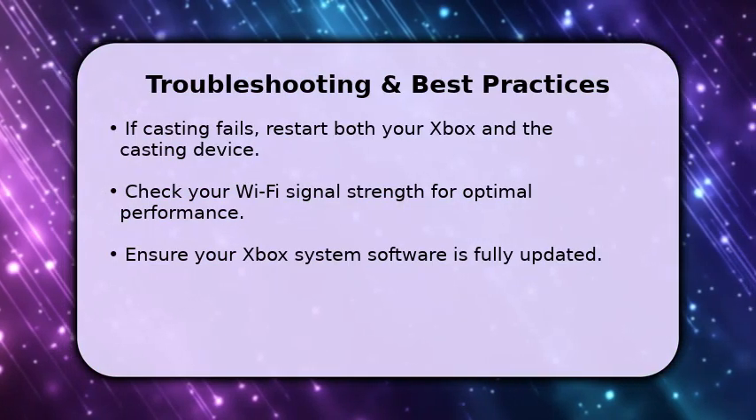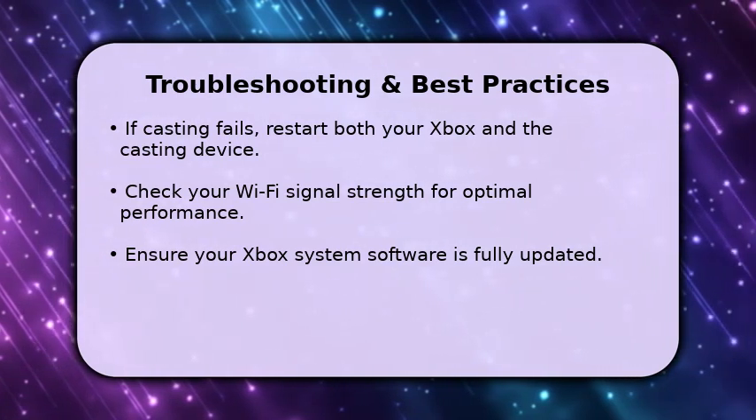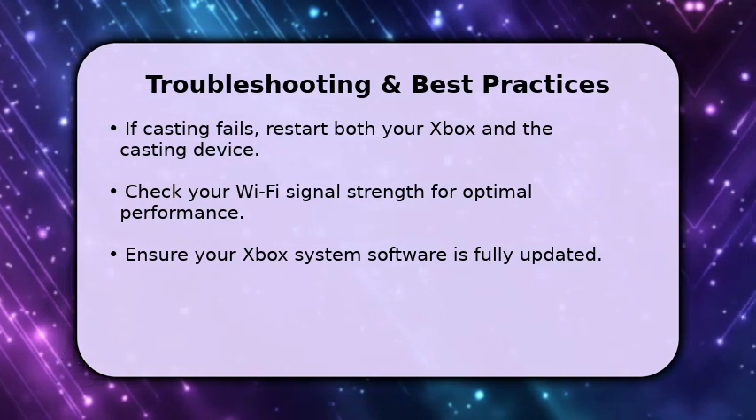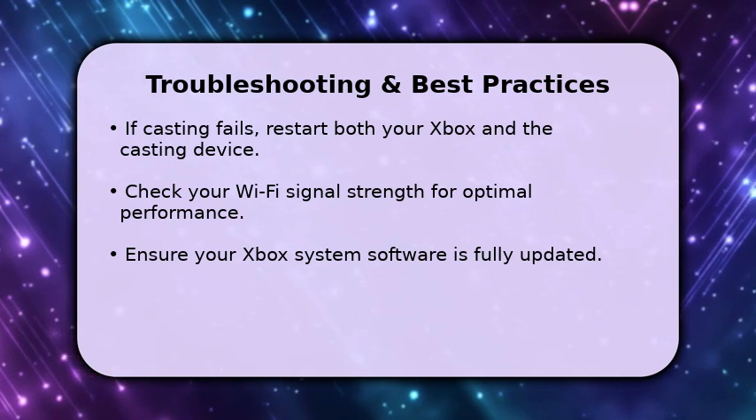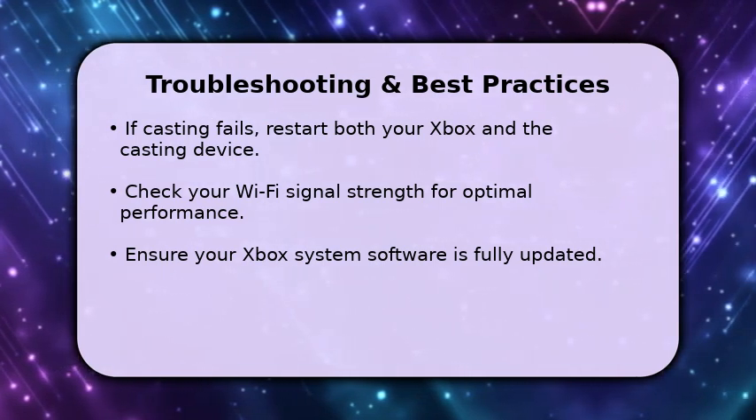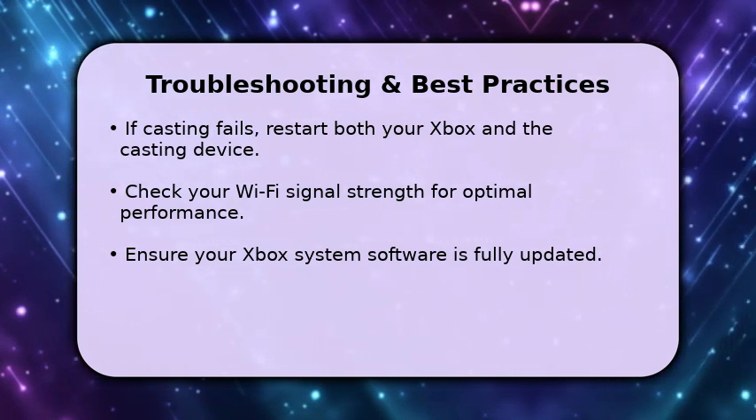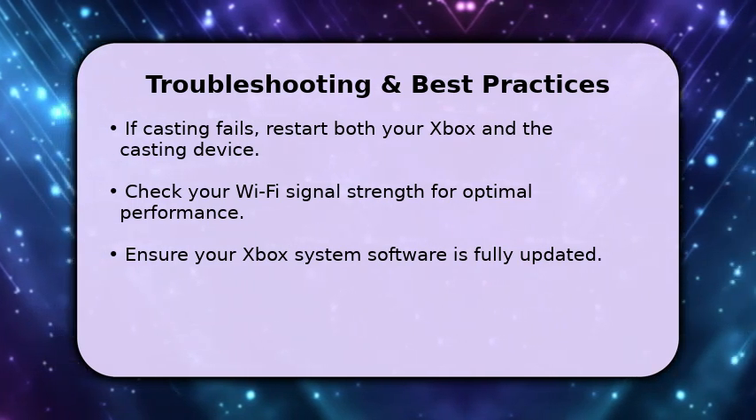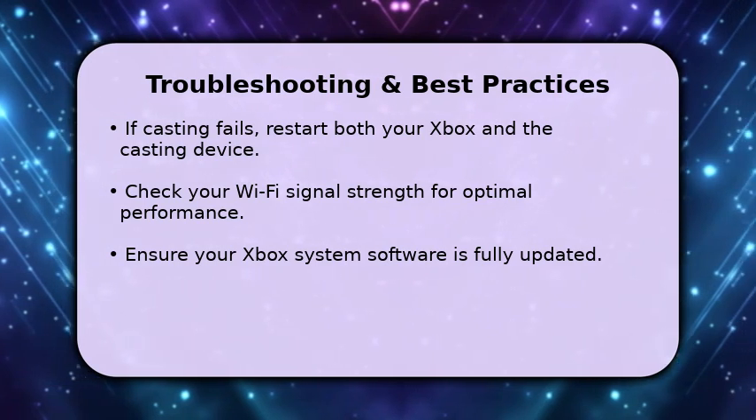Finally, here are some troubleshooting tips and best practices. If you encounter any issues, a simple restart of both your Xbox and the casting device often resolves most problems. Always check your Wi-Fi signal strength. A strong, stable connection is vital for smooth mirroring. Also, ensure your Xbox system software is completely updated to the latest version. For the best experience, try to keep your casting device within 10 feet of your Xbox, minimizing potential interference.